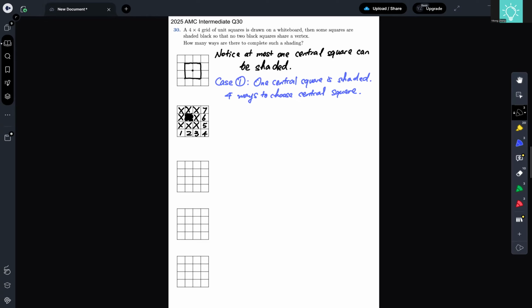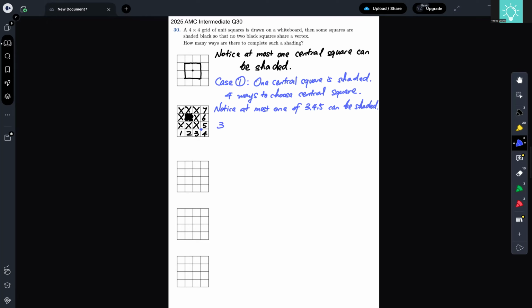We can shade any single one of them. That's not going to affect anything with that shaded square in the middle. But notice something else. 3, 4, 5, they all share this vertex. So at most one of 3, 4, 5 can be shaded. So now I can discuss in different cases.